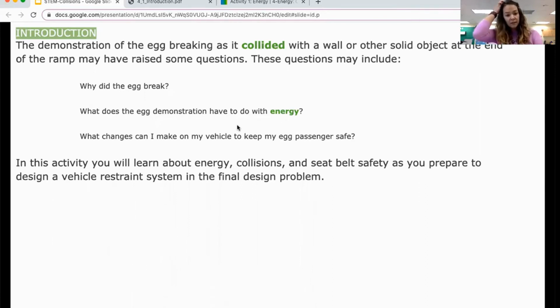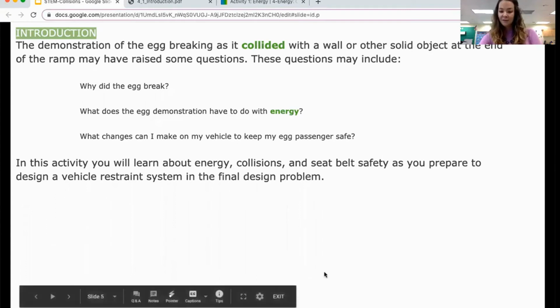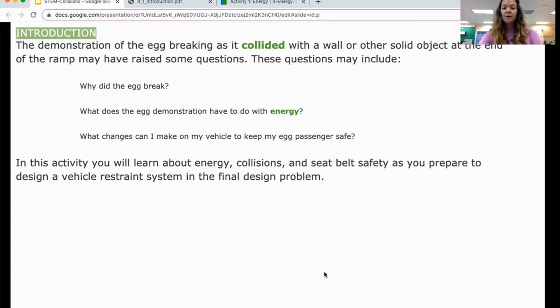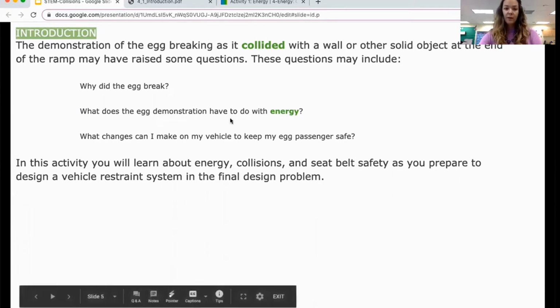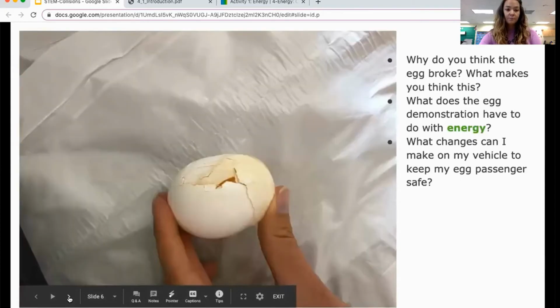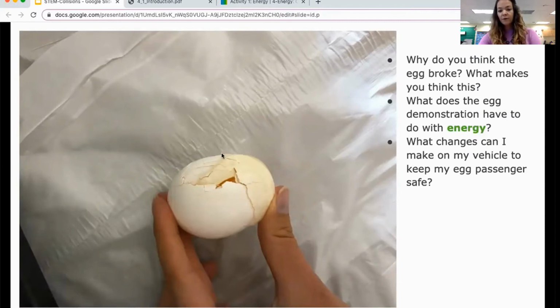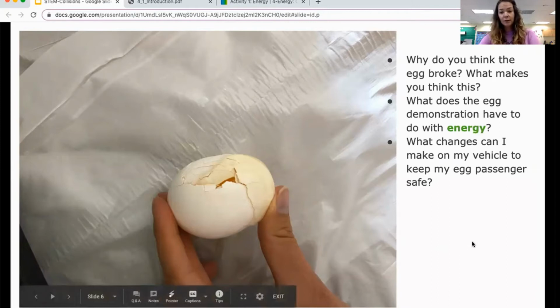In this activity in class today, you're going to learn about energy, collisions, and seat belt safety as you prepare to design your very own vehicle restraint system in the final design problem. So that will be your final goal. All right, so here, when I'd done the project before, this is what the egg looked like in the end. That is one sad looking egg.